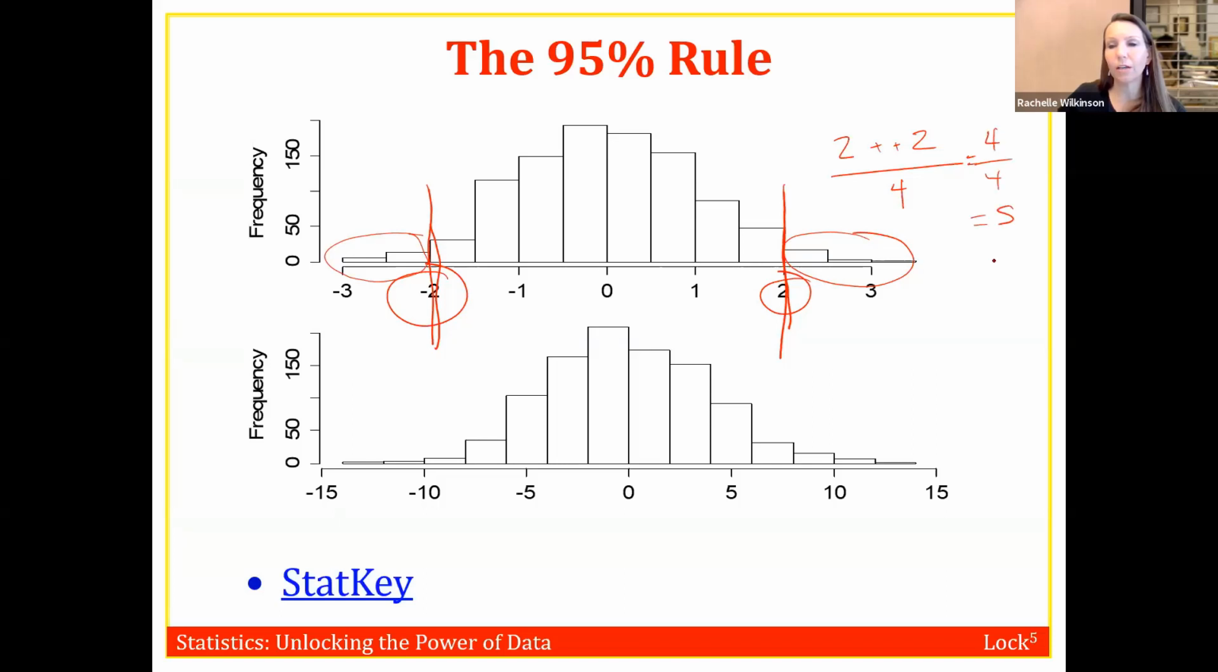which gives me an estimate of the standard deviation. S gives me 1. I get 1 for my estimate for standard deviation.